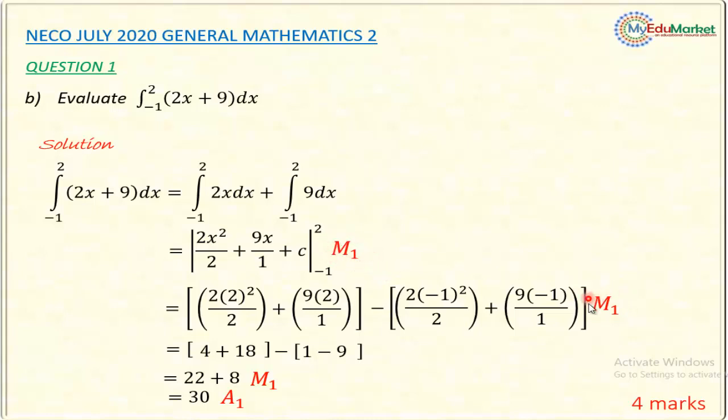The next mark is for substituting the limits, both the higher limit and the lower limit. That gives another method 1 mark. Then simplifying up to the end, you have another method 1 mark, and the final value, 30, if you get it accurate, gives the accuracy 1 mark. So the total marks awarded to this question according to the marking scheme is 4 marks.